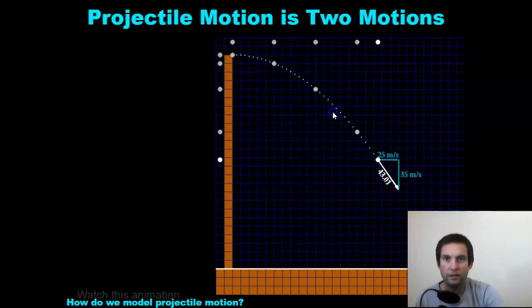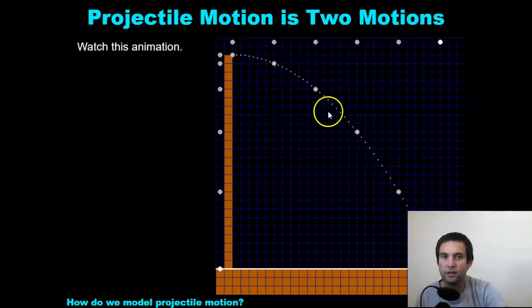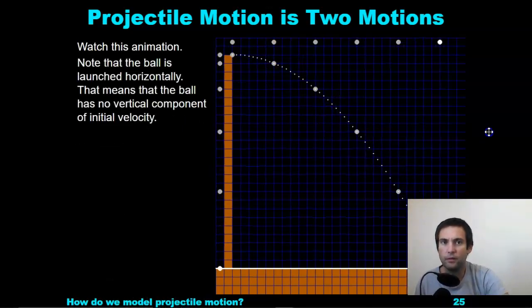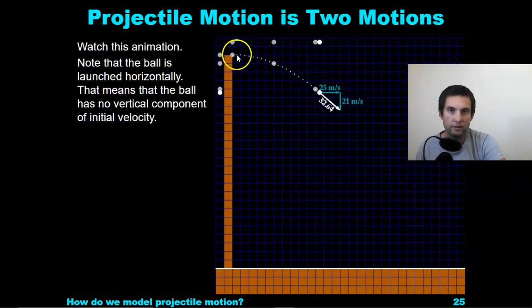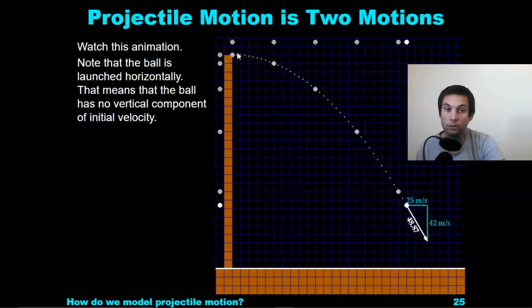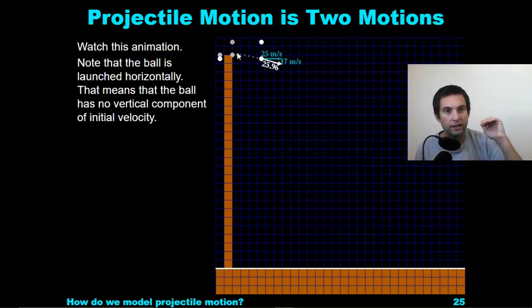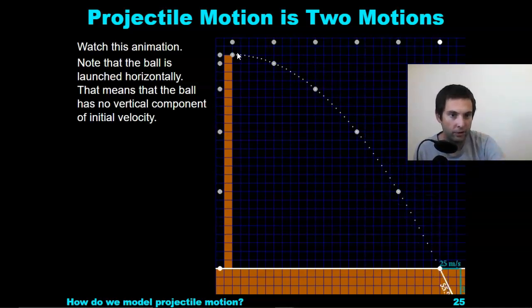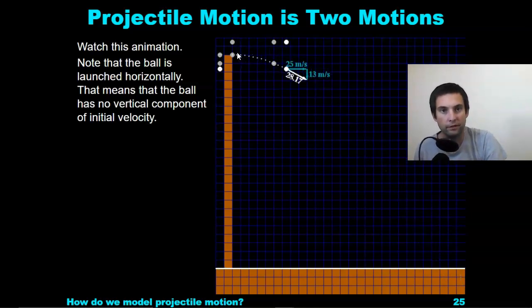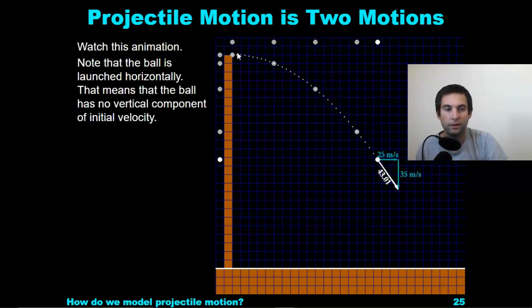Again, from here, let's look at what these dots are. Watch this animation. Note the ball is launched horizontally, so the launch angle here is 0. That means the ball has no vertical component of initial velocity. Because the launch angle is 0, we could take our initial velocity, whatever it is, 25 meters per second, times sine of 0, which will give us 0.